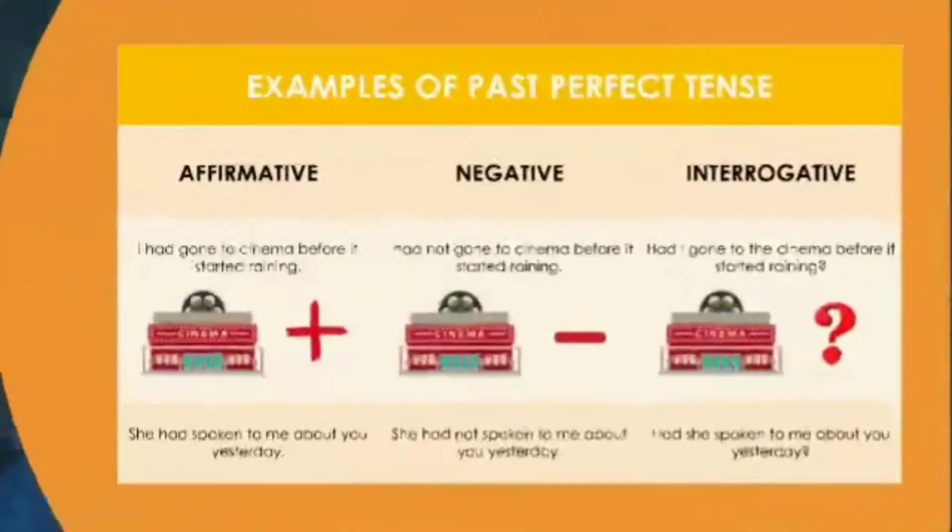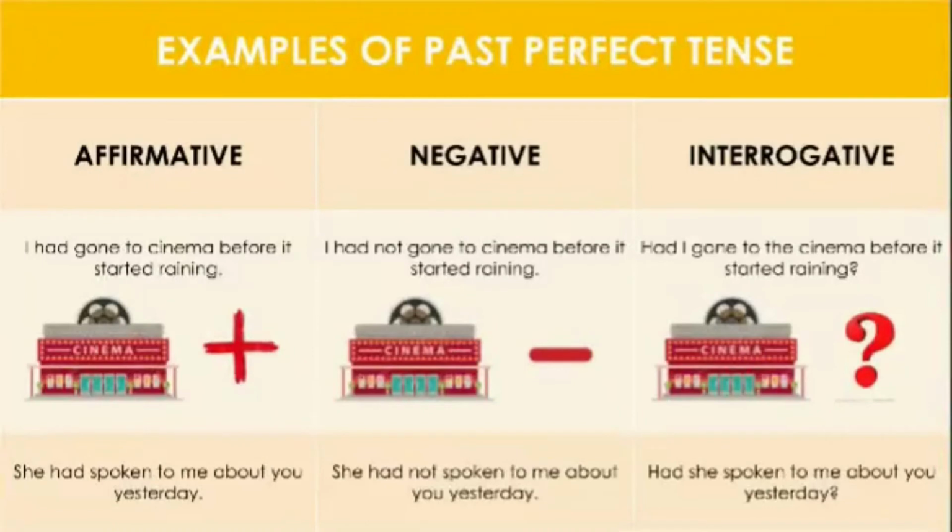Our next type. This is the example. Let us read out some of the examples of past perfect tense. You can write it down in your copy. Affirmative, negative, interrogative. Again, we shall be discussing sentences in all these three forms. Affirmative: I had gone to cinema before it started raining. See, always a reference of two actions is there. I had gone to cinema before it started raining. Before it started raining, I had gone to cinema.